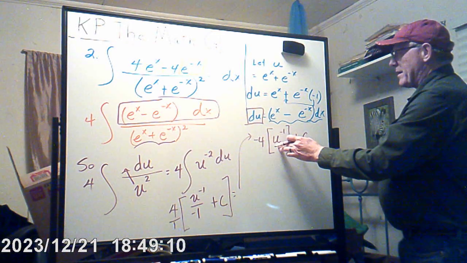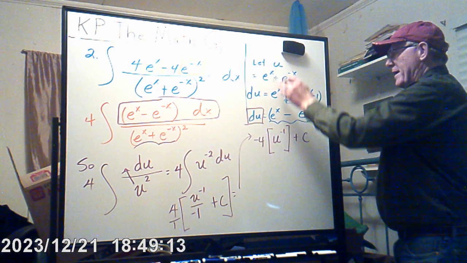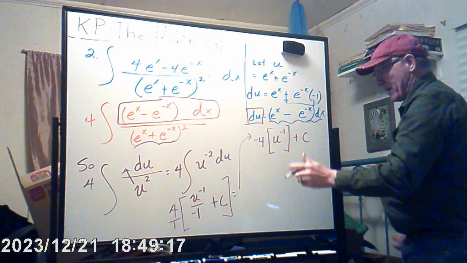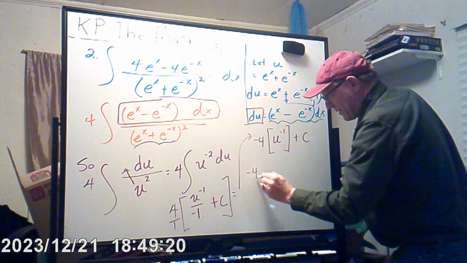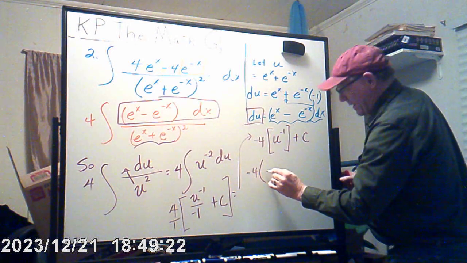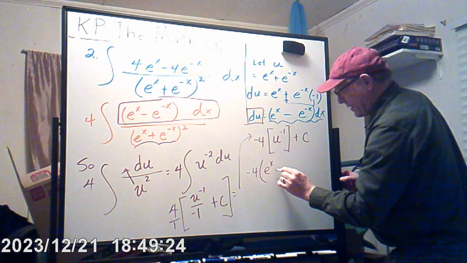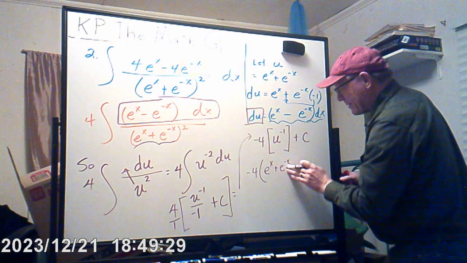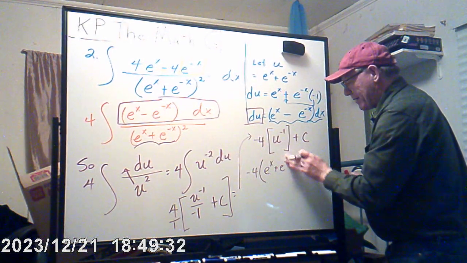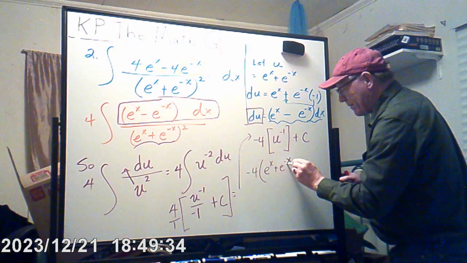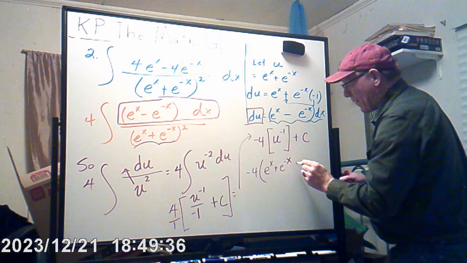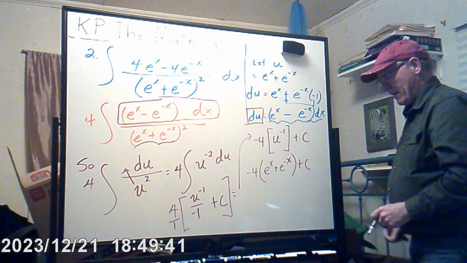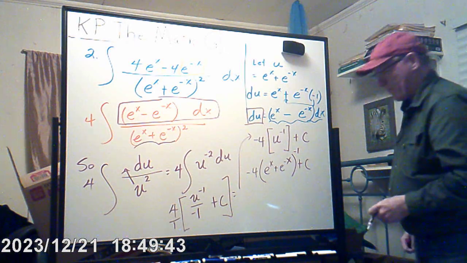Alright, now u to the negative 1. Alright, I'll let u be e to the x plus e to the negative x, didn't I? Alright, so this is negative 4 times e to the x plus e to the negative x. Alright, that's an x there. Okay. Pardon me on that one. Negative x. Alright, and then plus c. Oh, this is to the negative 1 power.